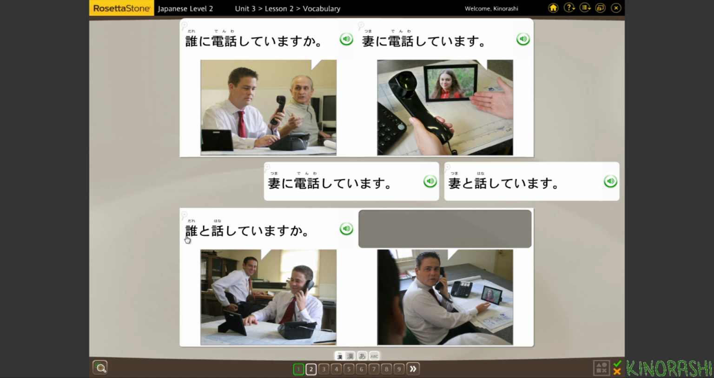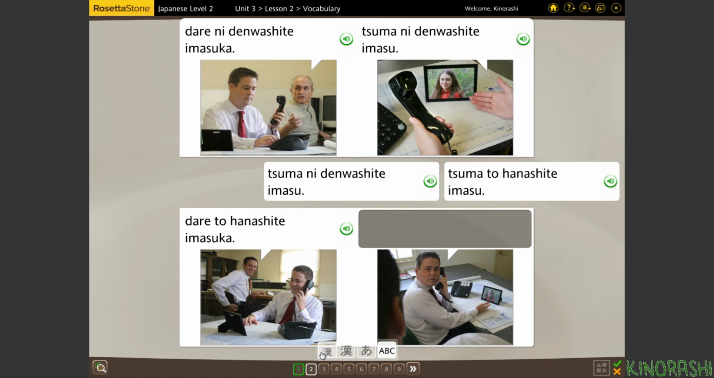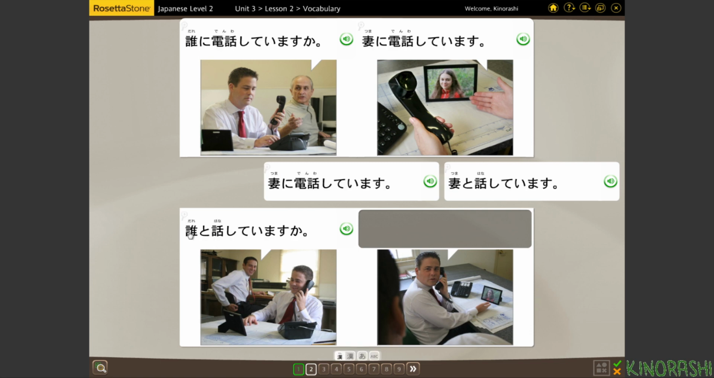誰 or 誰と? That should be one word. Oh no, it's not. Okay. So it just kept separate. Okay. 誰と話していますか?